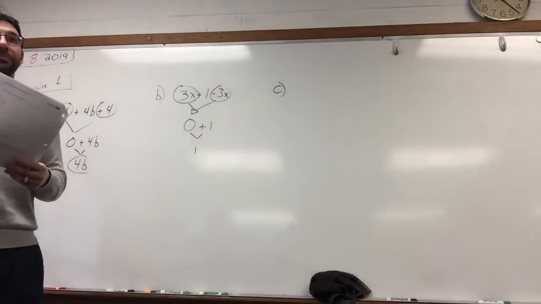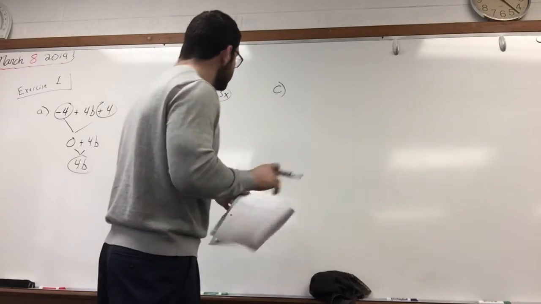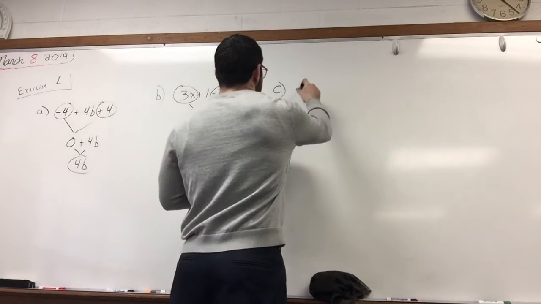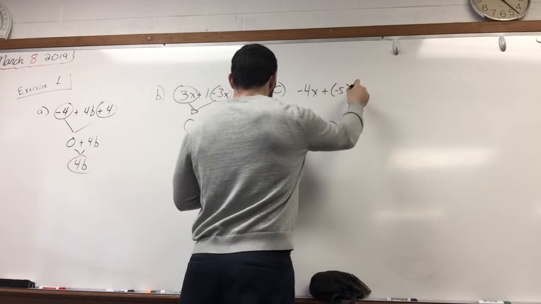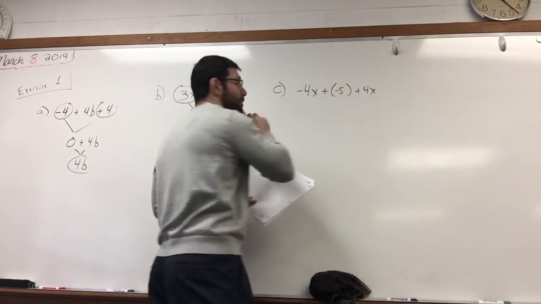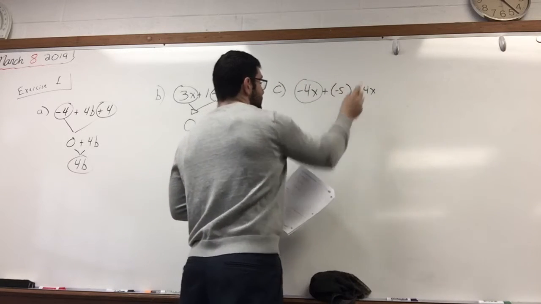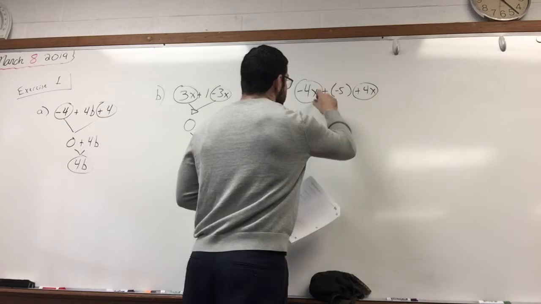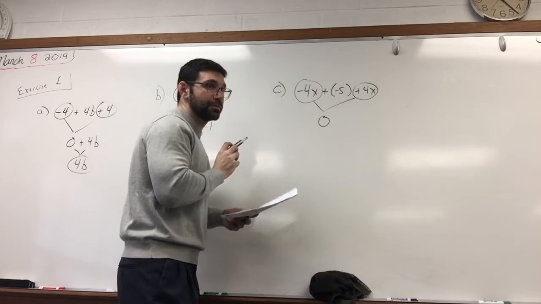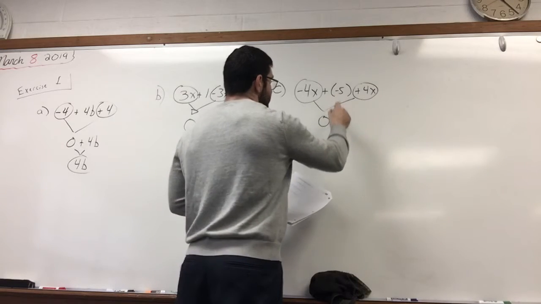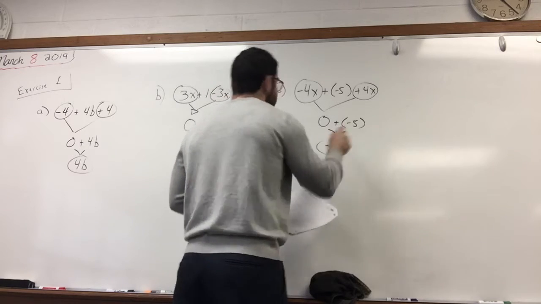Letter C. Come on, I need hands. Let's go. Go ahead, Brandon. -4x. Good, because it's the opposite. Plus -5. Good. Plus 4x. Beautiful, brother. So what am I going to combine? Like terms, which is -4x and +4x. Beautiful. Gives me 0. Because of what property? Additive inverse. Plus -5. And -5. Perfect. Good job, man.